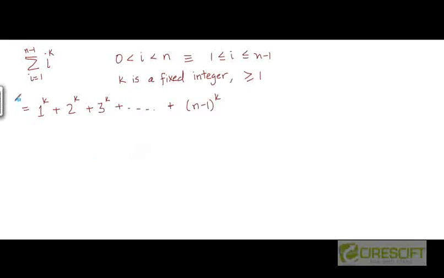So this is obviously some function of n. So let me write this as t of n here. So let's say that t of n is given to be this summation, and upon opening the summation we find that t of n is really the sum of these n minus 1 terms from 1 to the power k to n minus 1 to the power k. And we need to find out what is the asymptotic complexity of t of n.